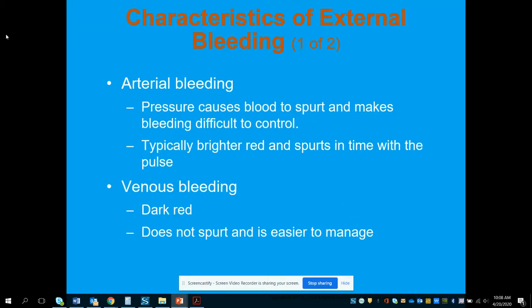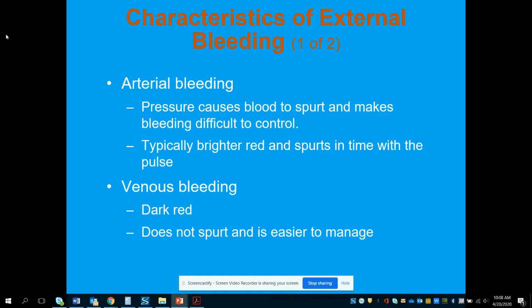So some characteristics of external bleeding. Arterial bleeding is the worst, and so this is going to be the most life-threatening. It's under a lot of pressure, which can cause the blood to spurt and make the bleeding very difficult to control. It's typically bright red because it's oxygenated, and it will spurt in time with the pulse. So any of those things, bright red, spurting bleeding, those should be red flags to you that this is arterial.